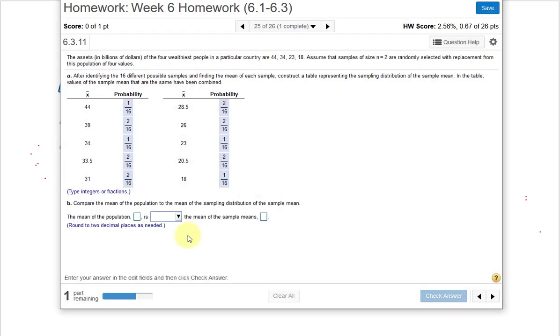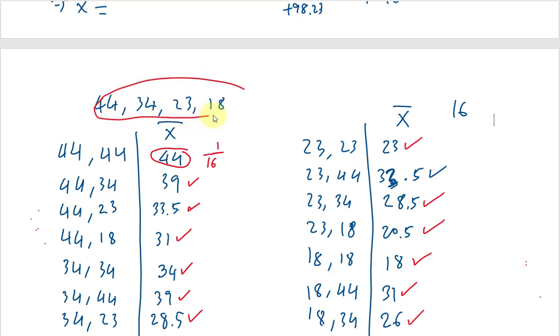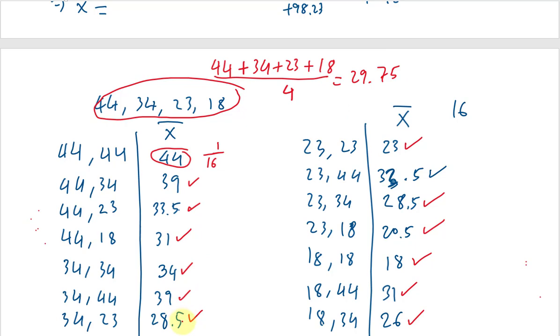Alright, so compare the mean of the population to the mean of the sampling distribution of the sample mean. The mean of the population, remember the population has only these 4 numbers. So to find the mean, we add them together. This is the population. We divide by 4. Okay, so let's do that. 44 plus 34 plus 23 plus 18 divided by 4 gives me 29.75.